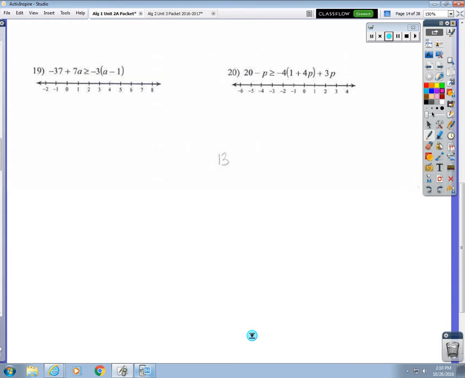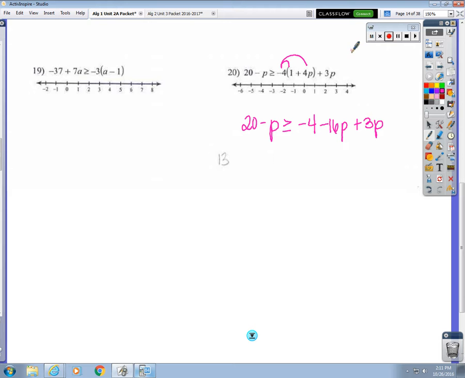Okay, number 20. The first thing you need to do is look at the left side. 20 minus p. Can you combine a 20 and a p? No, so just bring it down. Now look at the right side. Is there anything you can do over here? You can distribute. Negative 4 times 1 is negative 4. Negative 4 times 4p is negative 16p. And then you just drop the plus 3p. Why do you not distribute the negative 4 to it?